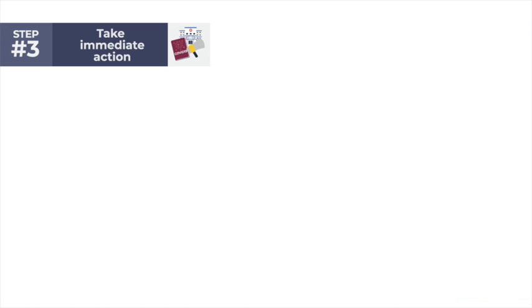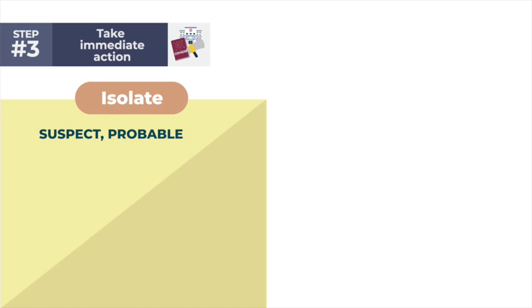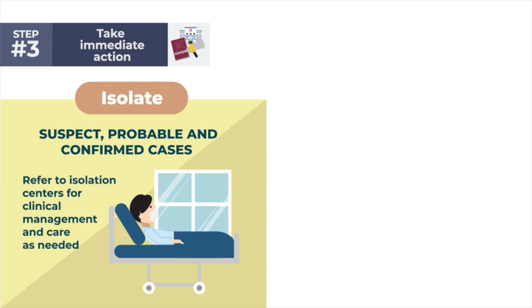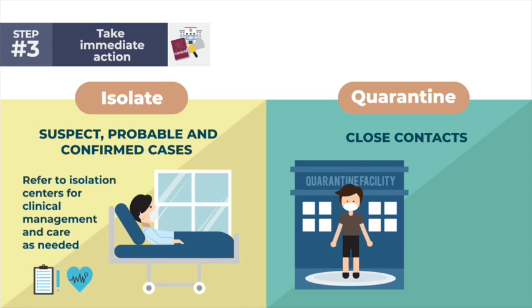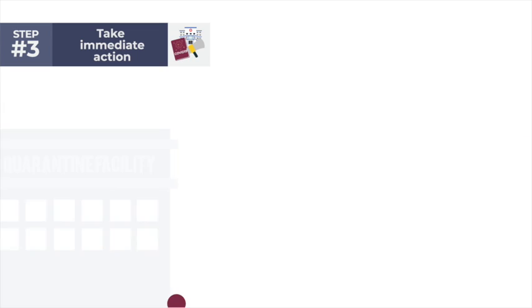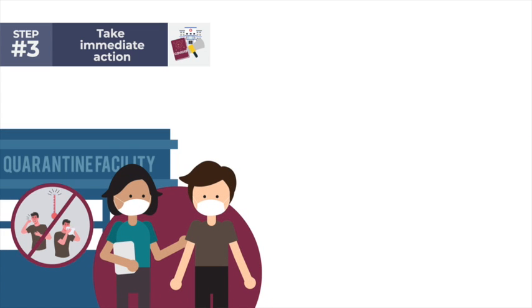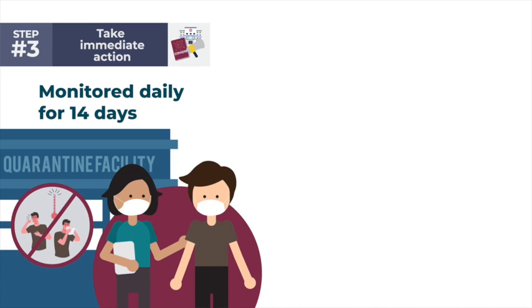Take immediate action. We immediately isolate suspect, probable, and confirmed cases in designated isolation centers for 14 days or until they turn out negative on repeat test. We monitor their condition and provide care as needed. We quarantine all close contacts without symptoms, ideally in community quarantine centers. We monitor their health condition and provide management and care as needed. All close contacts without symptoms will be monitored daily for 14 days for signs and symptoms of the disease.